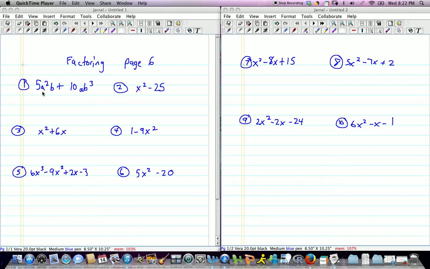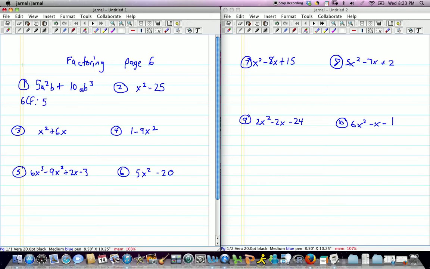So if you look here at number 1, 5a squared b is one term, and 10a b to the third is another term. And what we're trying to do here is first look and see if they have anything in common that goes into both of them, that divides in equally. And here you can see that that's going to be 5. 5 goes into 5, 5 goes into 10. Also a goes into a squared, and a goes into a. And also b goes into b, and b goes into b to the third.